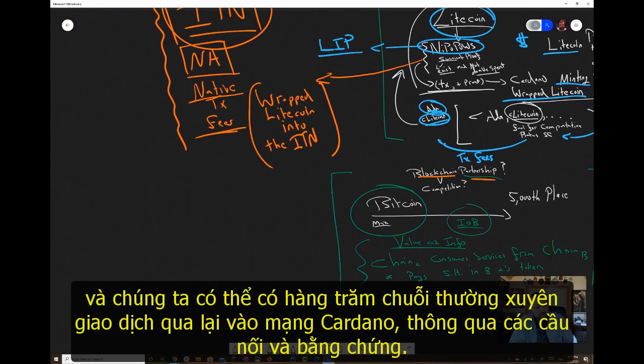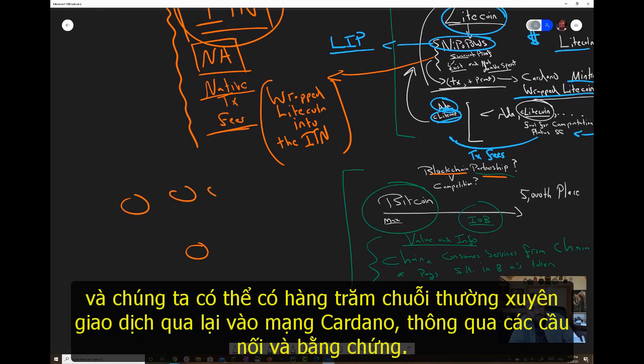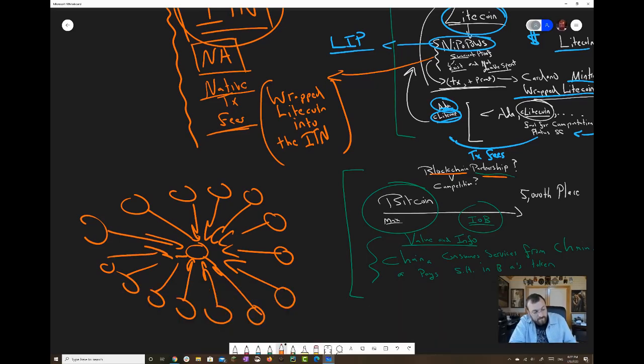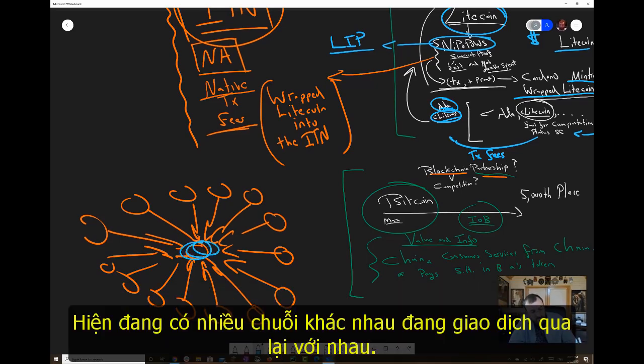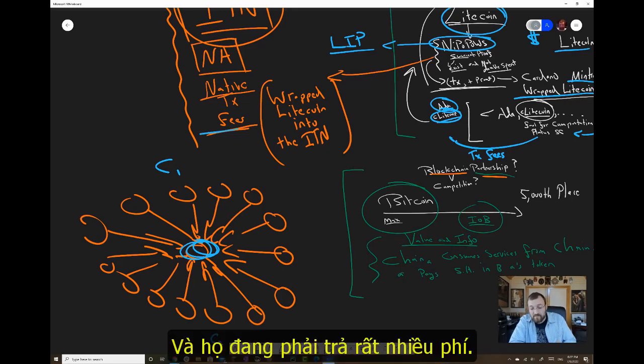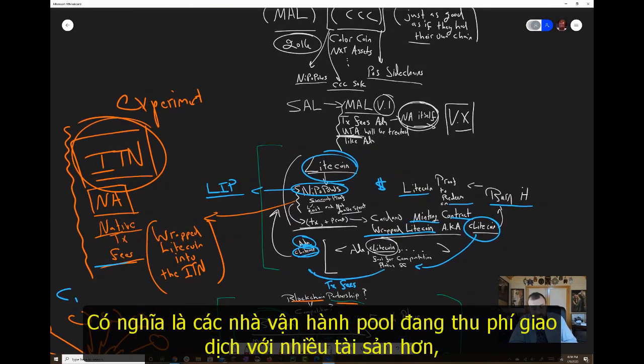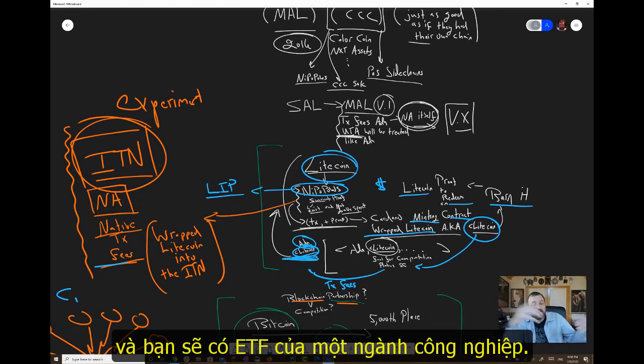Should this model work, then eventually we could have hundreds of chains that are regularly transacting back and forth into the Cardano network through bridges and proofs. Okay, so put Cardano here, and you have all these different chains that are transacting into it back and forth. And they're paying lots of fees. And if we're following that native asset standard, it means that the stake pool operators are collecting transaction fees in more assets. So you get an ETF of an industry.